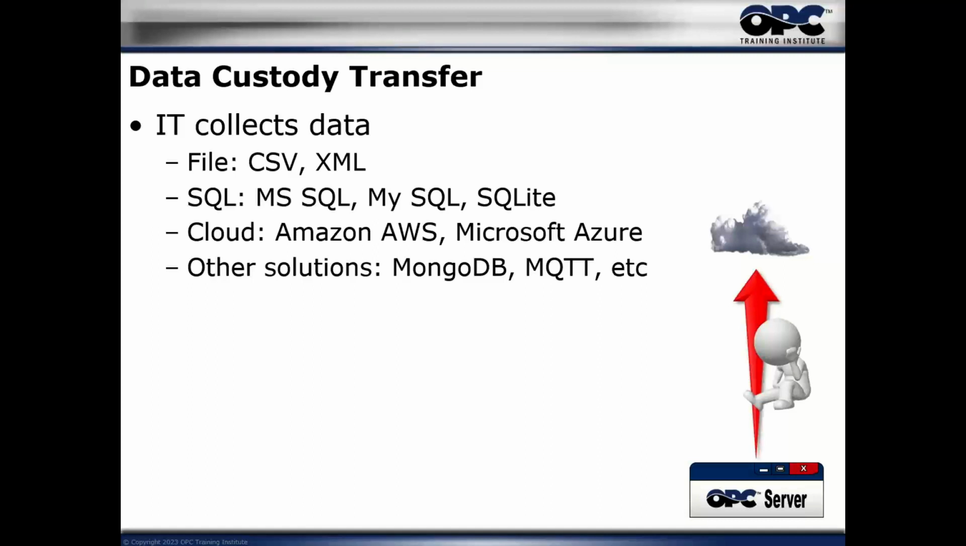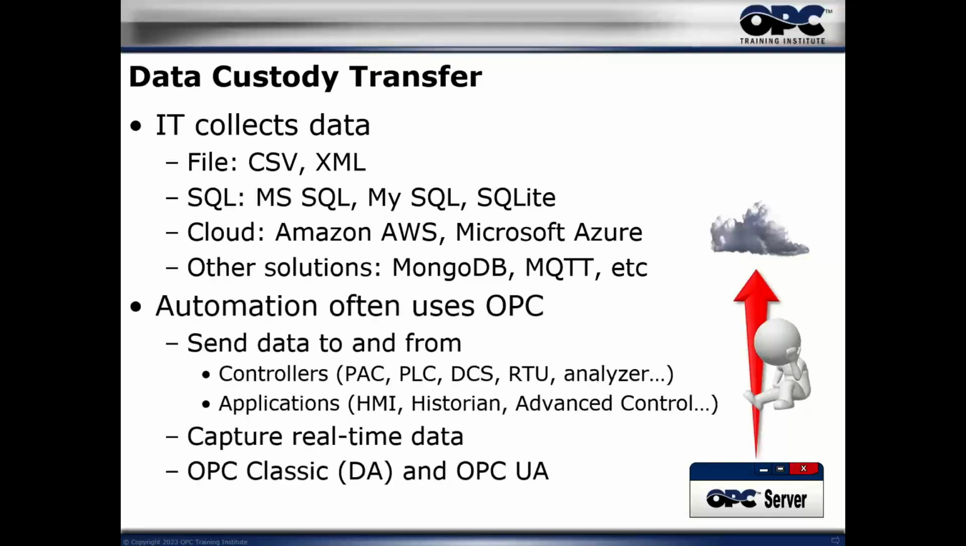Maybe you even have MQTT brokers out there. Maybe you're going to something that's not SQL, like MongoDB. So lots of different destinations you can send your data. And of course, again, automation always seems to use OPC, or maybe they're using MQTT. And that's how they get data from their controllers.